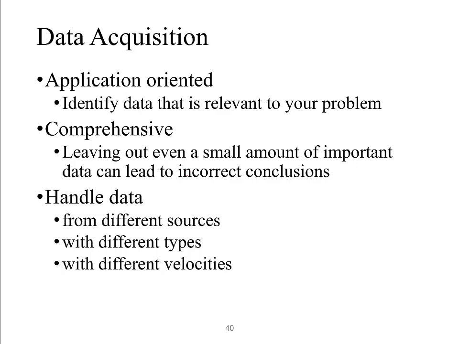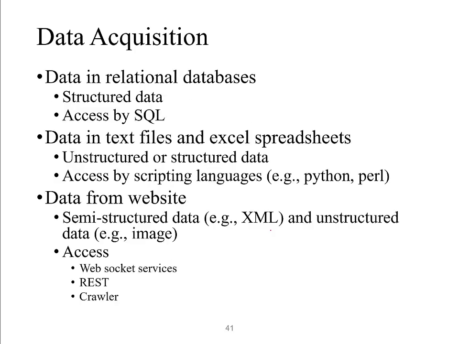And in order to do data acquisition, you need to handle data from different sources with different types. These two are the variety of big data. And you also need to handle data with different velocities. So we have data from different sources with different types, and we have different technologies to do the data acquisition.